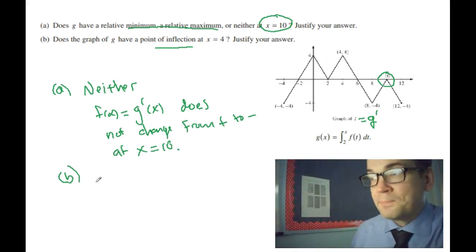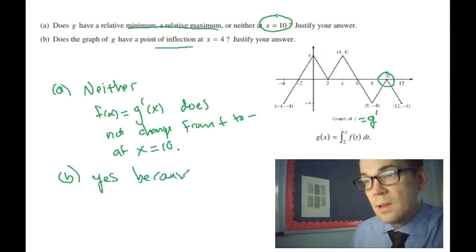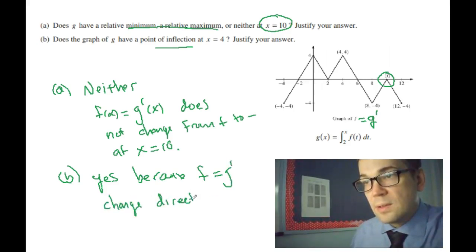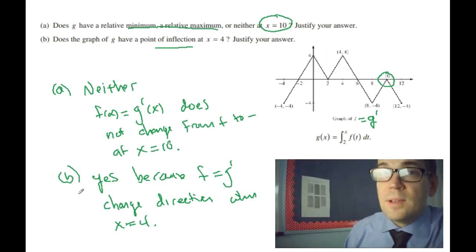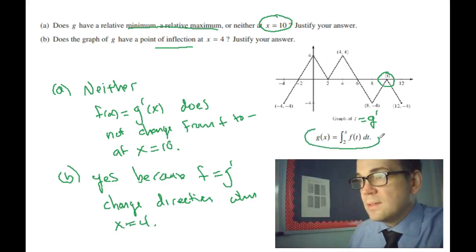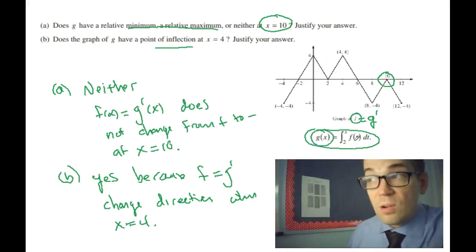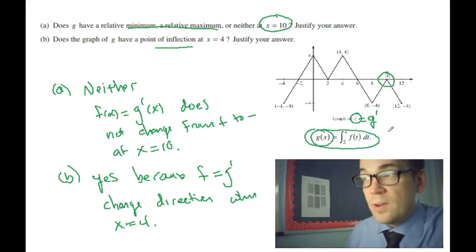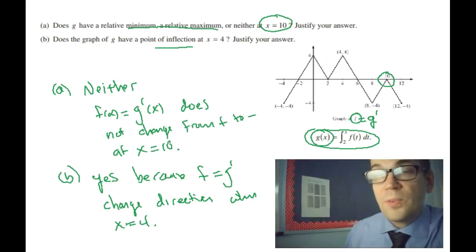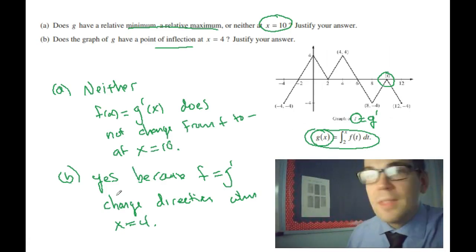We could just say yes, because f, which is equal to g prime, changes directions when x equals 4. And that'd be it. So it's really just about seeing this and recognizing that if you have the graph of f and g is defined as the integral of f, then what you also have here is a graph of g prime, and then using all those fun things from first semester that we're still working through.